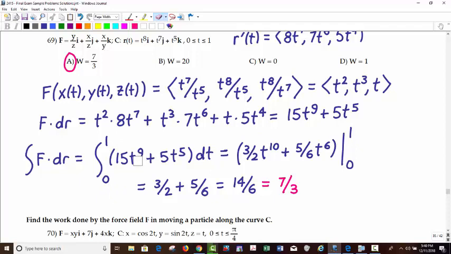So the antiderivative basically would be 15t to the 10 over 10, that just reduces to 3/2. And then we have 5t to the 6 over 6. Put in 1, put in 0. We have 3/2 plus 5/6, which is 14/6, which then reduces to 7/3.